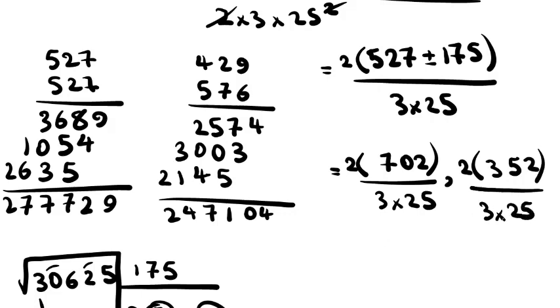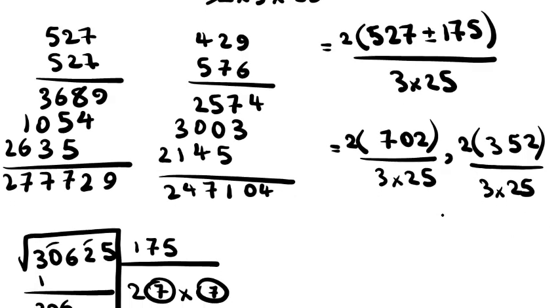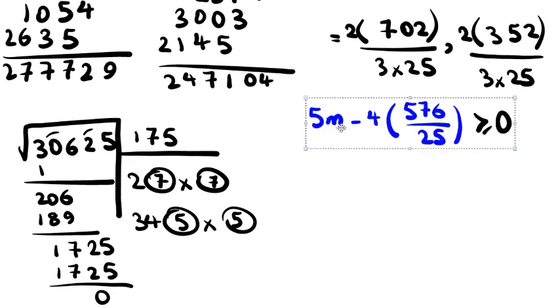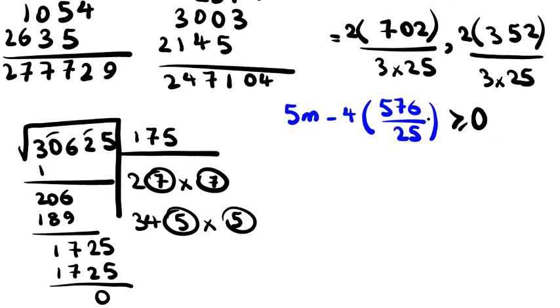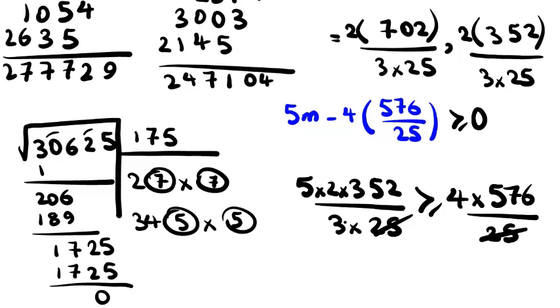At first, I want to reject this answer and say only this one is possible. So what was our condition? It was this. 5m should be greater than this. If I replace m with this, then 5 times 2 times 352 over 3 times 25 should be greater than or equal to 4 times 576 over 25. If we cancel these things, we can cancel these 2 by 2, and you can cancel this by this, it will be 1.